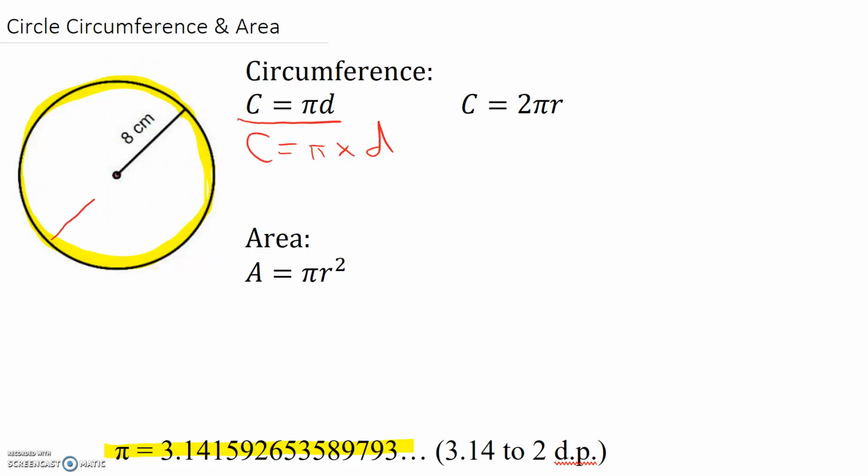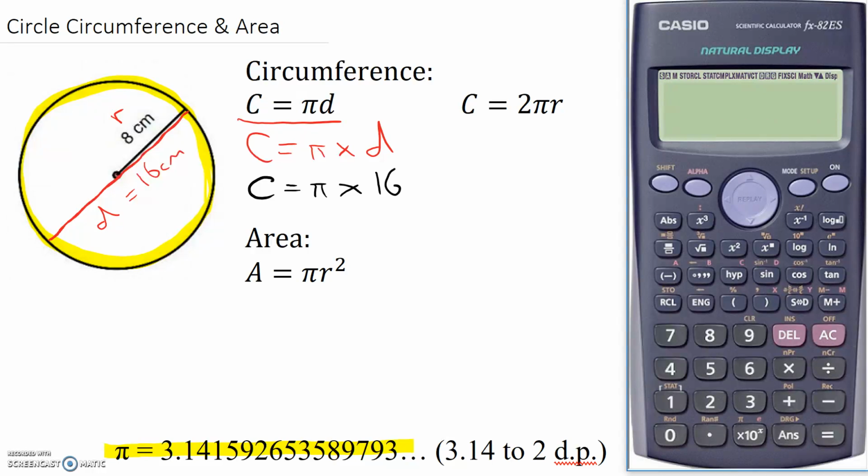And the diameter is not marked on my circle, but I hope you can see, having watched the last tutorial, that if our radius is 8 centimeters here, our diameter has to be 16 centimeters. So we've got a diameter of 16 centimeters. So it should be nice and straightforward to use that c equals pi d to calculate our circumference. So we're going to say that the circumference is equal to pi, which we know is about 3.14, times the diameter, and that's 16 centimeters.